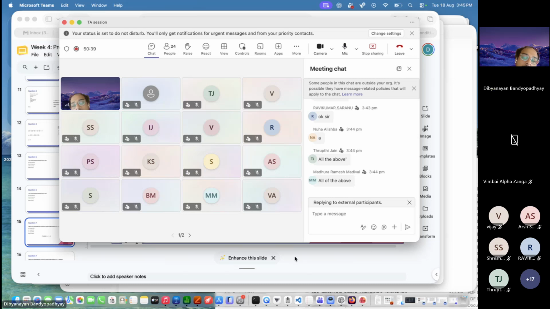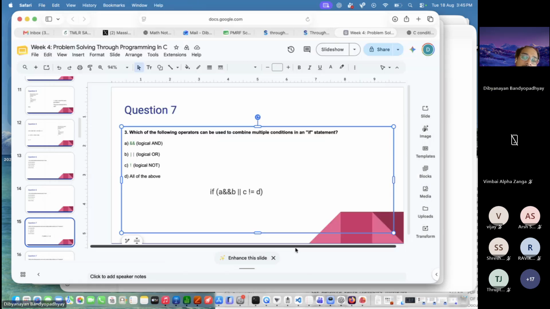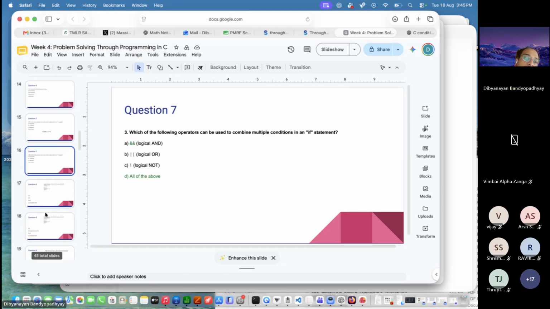All the above. Yeah, correct. So everything can be allowed in any order, any number of times. Okay, so this is the correct answer.